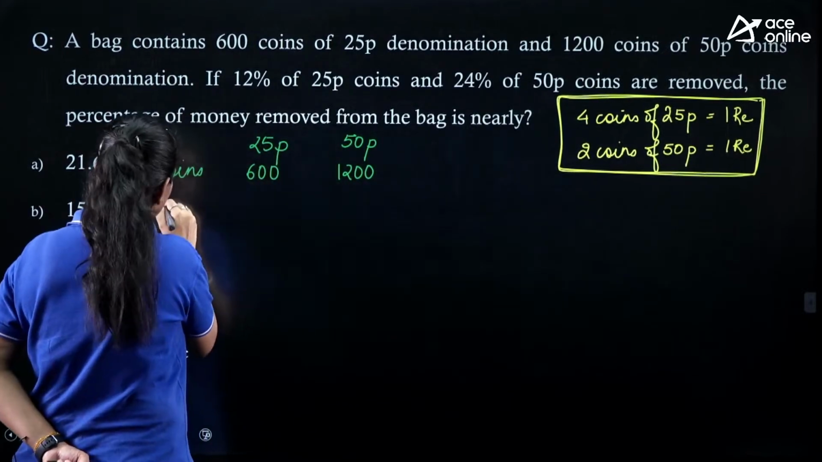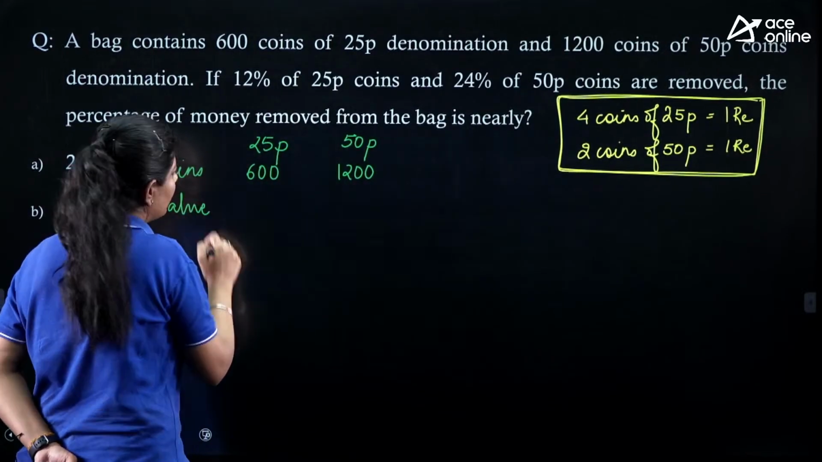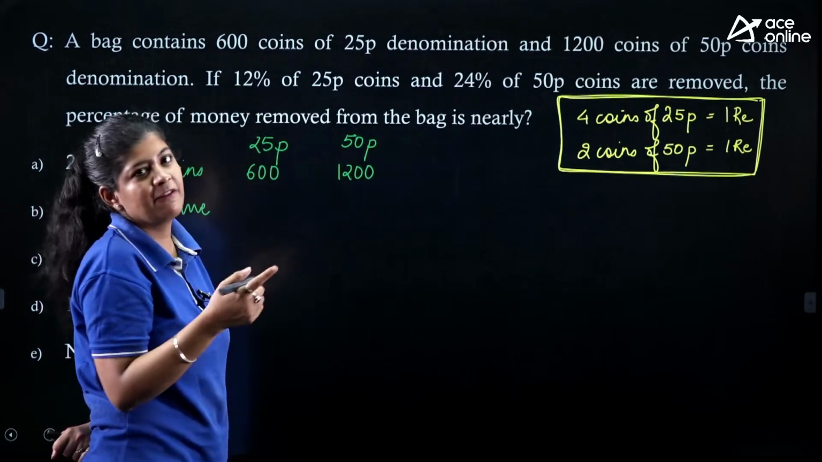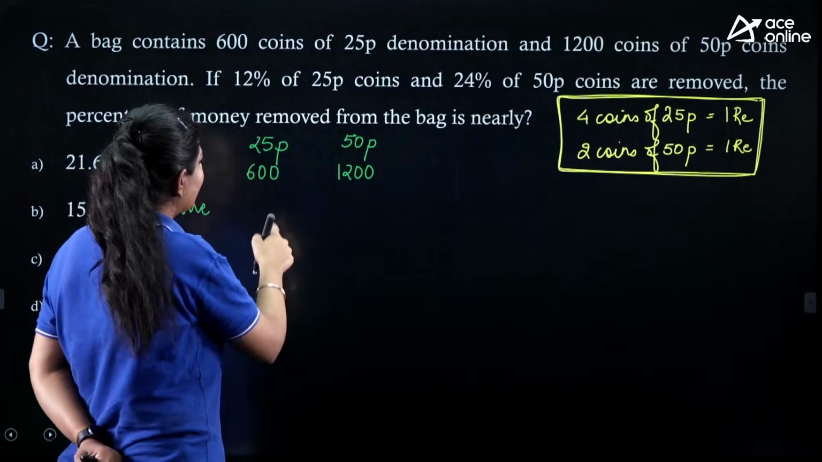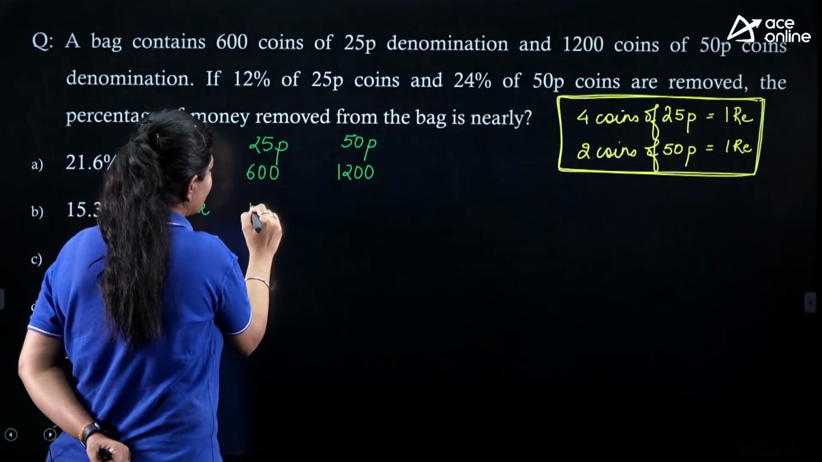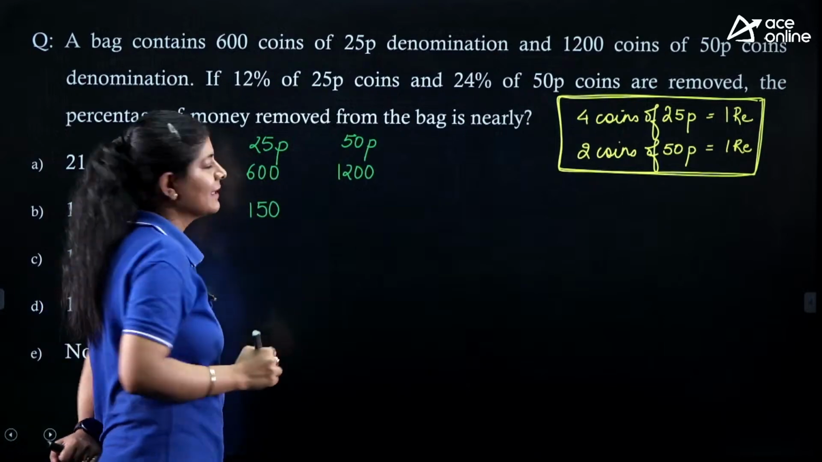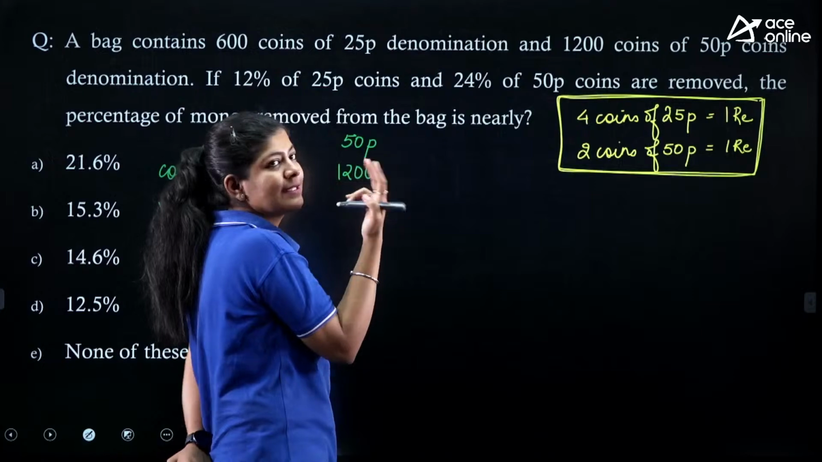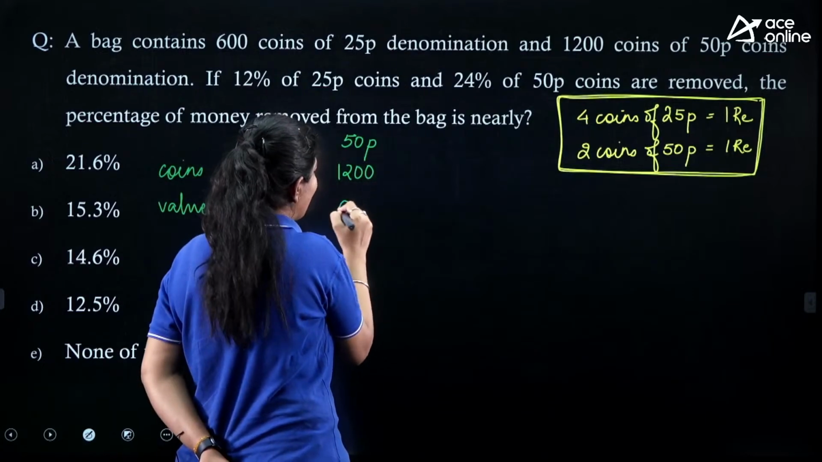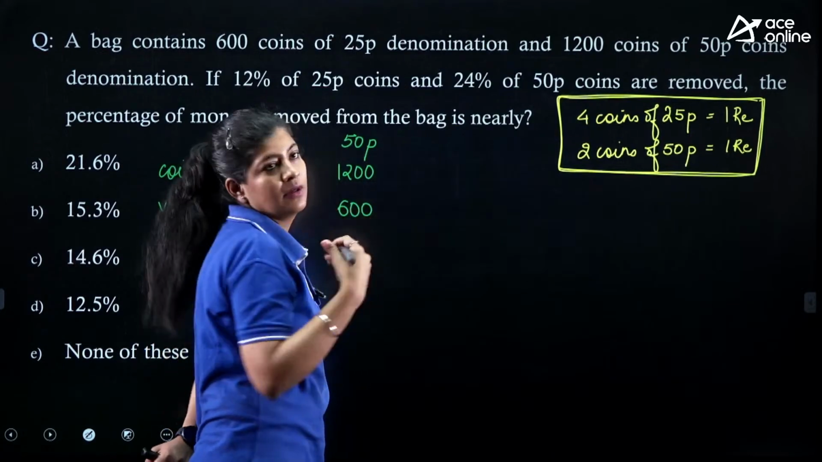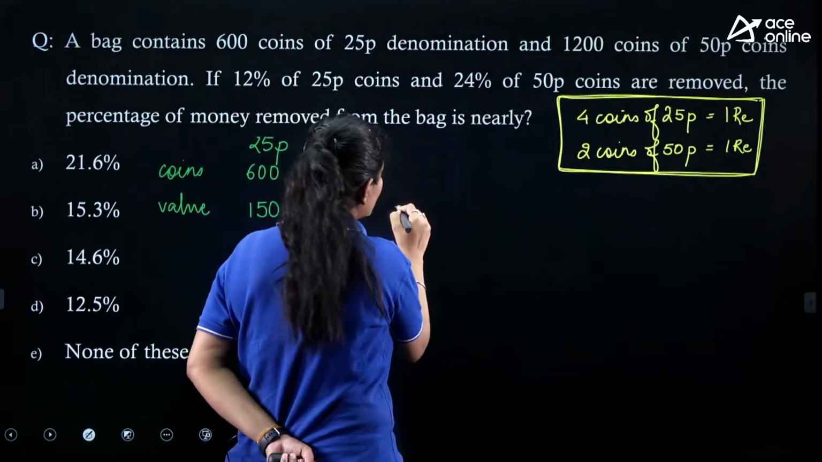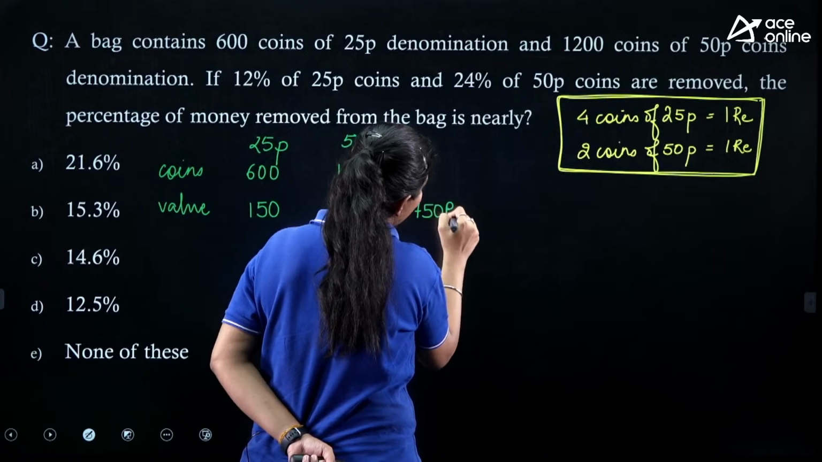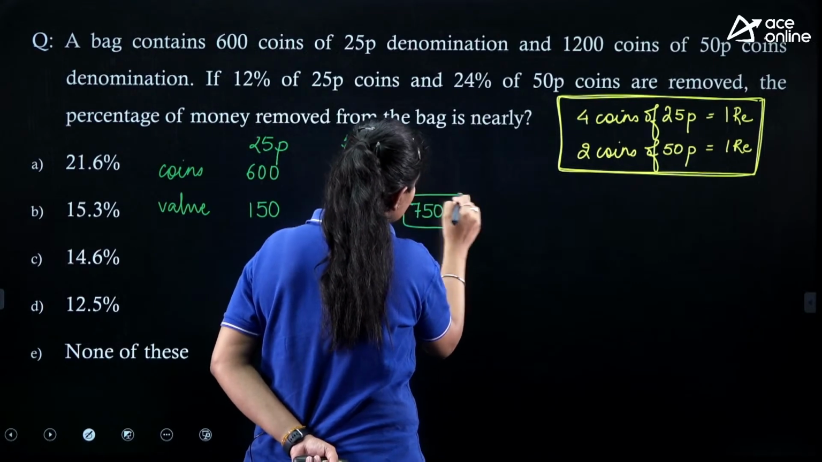Now if I want to find out how much value of money we are having, if we are having 600 coins of 25 paisa each, I need to divide it by 4, that means I am having 150 rupees as 25 paisa. And over here I simply need to divide it by 2, that means I am having 600 rupees of 50 paisa, right? In total I can say that I am having 750 rupees in the bag.